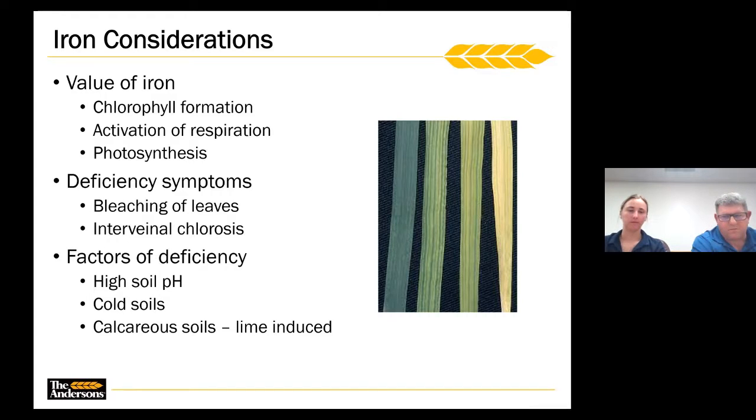Iron, we really want to talk about that chlorophyll formation, the active respiration. This is where we're really getting our nice deep dark green color from. And one of the things that we'll tend to see on iron is really that bleaching side of it, that interveinal chlorosis that we'll see out there when we have those deficiencies. But iron, especially in a grass crop, is where we're really going to see that nice color in that plant.